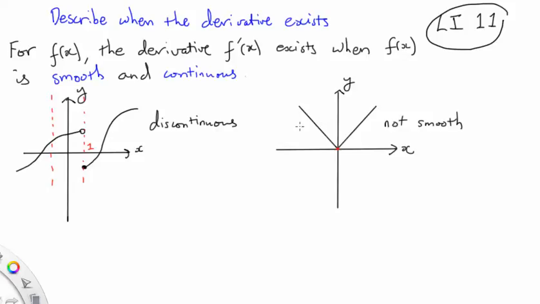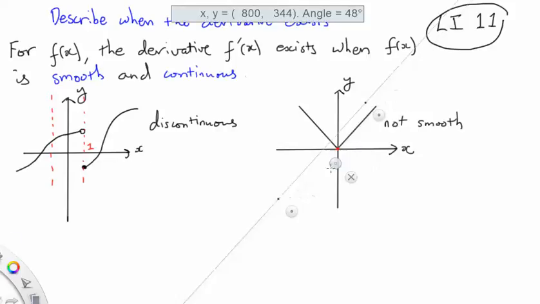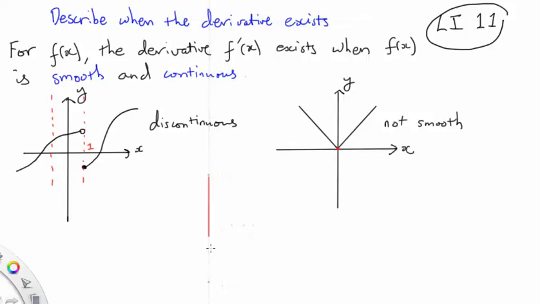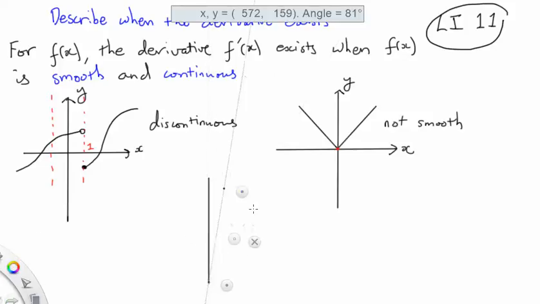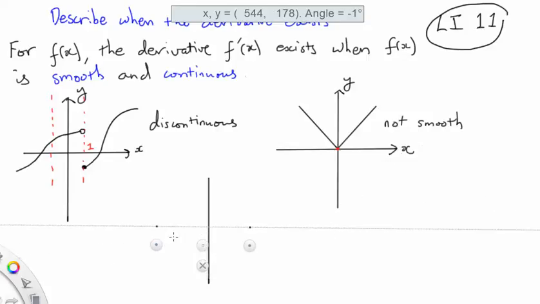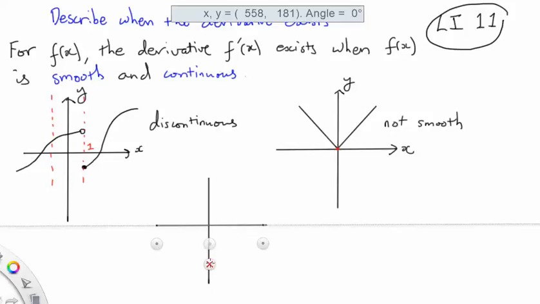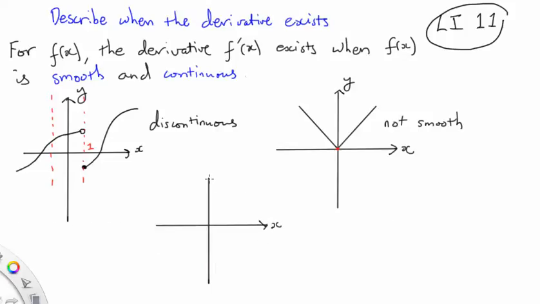Well, what do we want? We want a smooth continuous function for the derivative to exist. I'm telling you what we don't want. Let's look at what we do want. Let's draw a nice function that we like. This function is going to be both smooth and continuous. Some examples of smooth continuous functions are parabolas. Cubics are smooth and continuous. Here we go. There's our f of x.